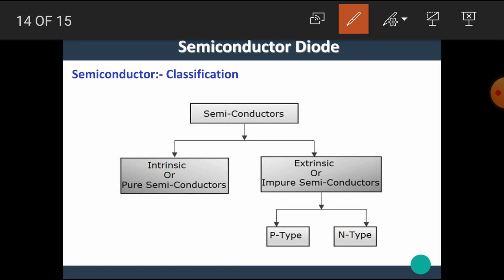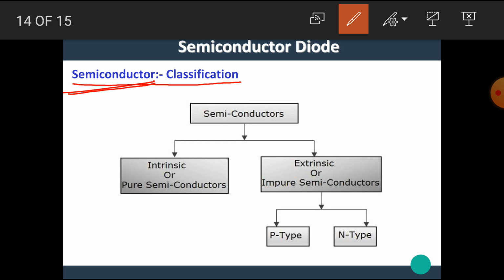Let's see a short summary of the semiconductor material or this video lecture. Let's see what is meant by the semiconductor material. The semiconductor material is the material whose conductivity or current carrying capacity is less than that of the conductor and greater than that of the insulator. That means the conductivity of the semiconductor is between insulator and conductor.